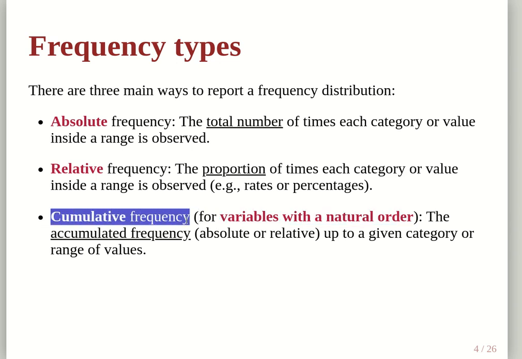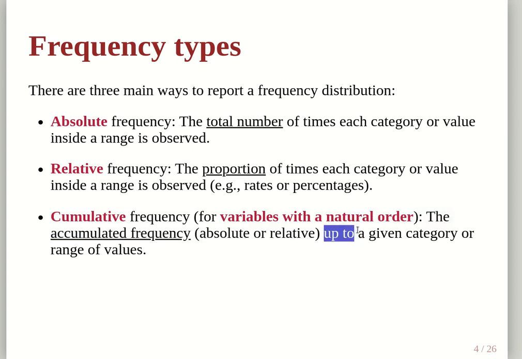A third type of frequency that is going to be unique for variables that follow a natural order are going to be known as cumulative frequencies. So cumulative frequencies, as the name suggests, report the accumulated frequency, either absolute or relative, meaning either in terms of total counts or in terms of an accumulated proportion, up to a given category or particular value. And again, this "up to" is only possible because we're working with variables that have a natural order.